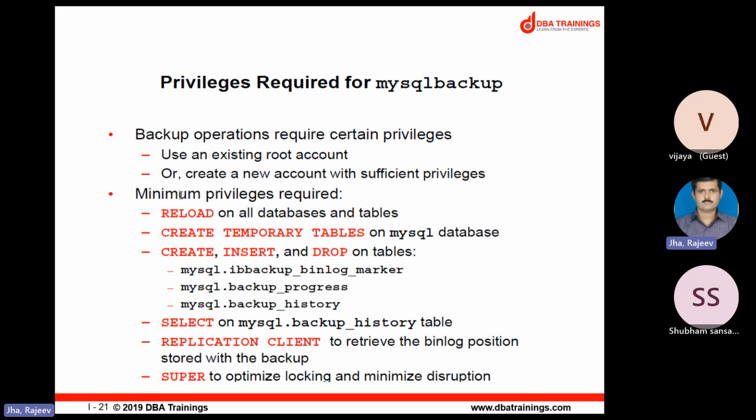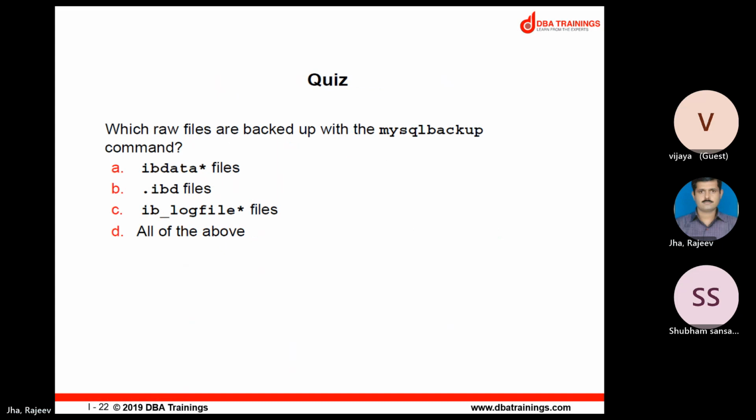If you are using replication, then on the replication client you have to give the privilege. Also, you have to give them the super privilege. So it is optimal locking and you are able to minimize it. So that way you can get it.